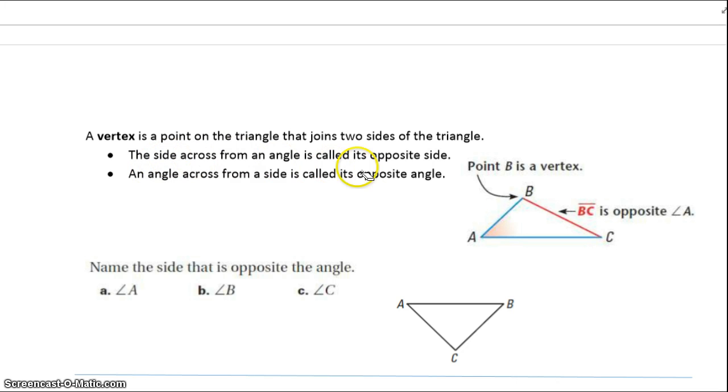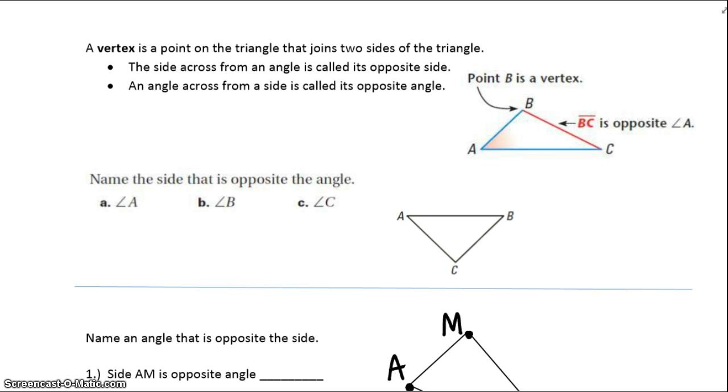The side across from an angle is called its opposite side. Okay, so look at angle B. Its opposite side is AC. Look at angle A. Its opposite side is BC. Look at angle C. Its opposite side is AB. Okay, so you just want to take a little arrow and point across, and then you'll know the answer. Just remember, angle is opposite a side, and a side is opposite an angle. I'll have students tell me funky stuff, like, oh, angle A is opposite angle B. And I'll be like, no. If you have an angle, what's opposite from it is a side, and vice versa.